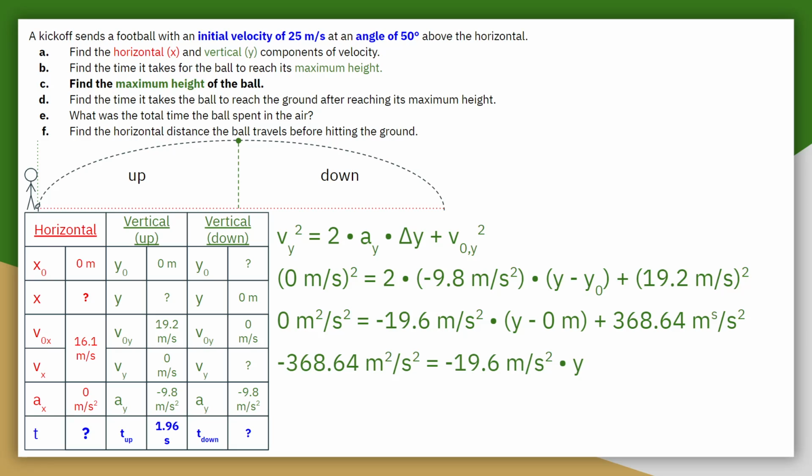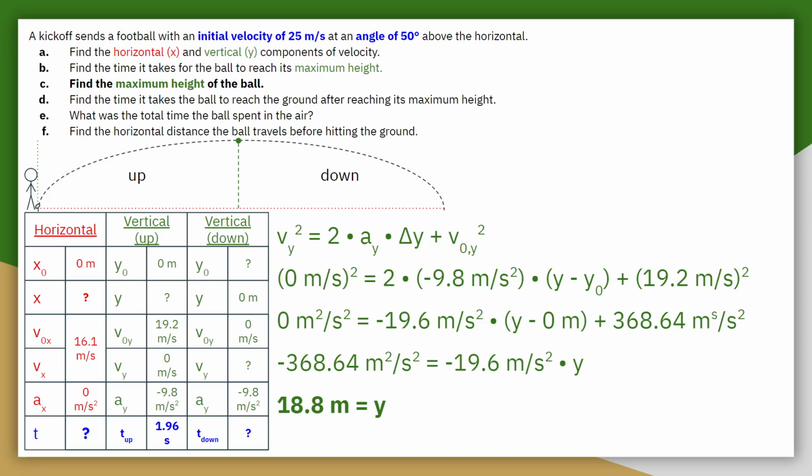Simplifying that down and rearranging the equation ever so slightly allowed us to subtract that negative 368.64 meters squared per second squared from both sides and set that equal to 19.6 meters per second squared. That's 2 times the acceleration times the final position. We can divide both sides by the negative 19.6 meters per second squared, which would give us a value of 18.8 meters as the vertical position once the ball is at its maximum height.